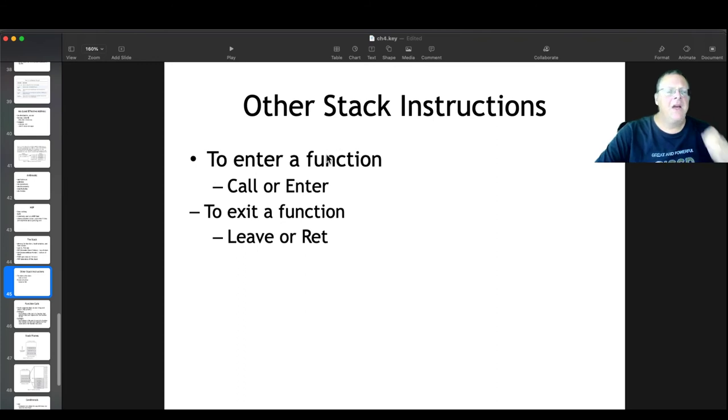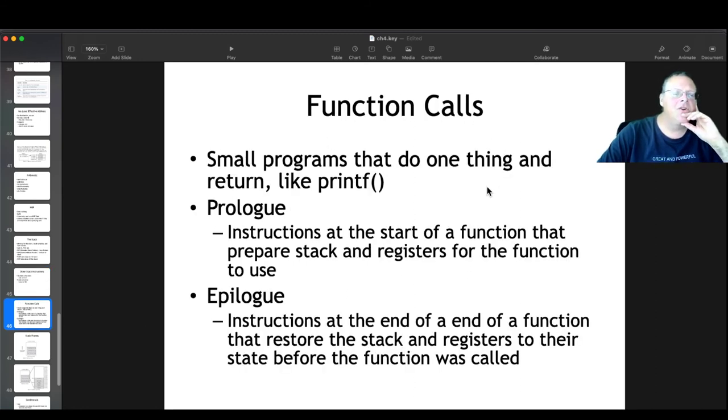So you enter a function with call or enter, and you return with leave or return. When you call a function like printf, there is always a prologue when you enter the function, and when you're done, there's an epilogue. The prologue are instructions that prepare the stack and the registers. It reserves memory for the stack needed in this function and stores the register values so it knows how to return. That's the prologue. Then when you're done, it restores the stack to its original state and returns to the calling program so it can pick up where it left off.